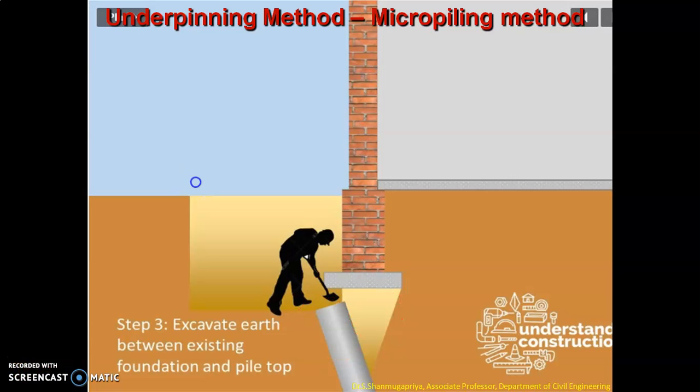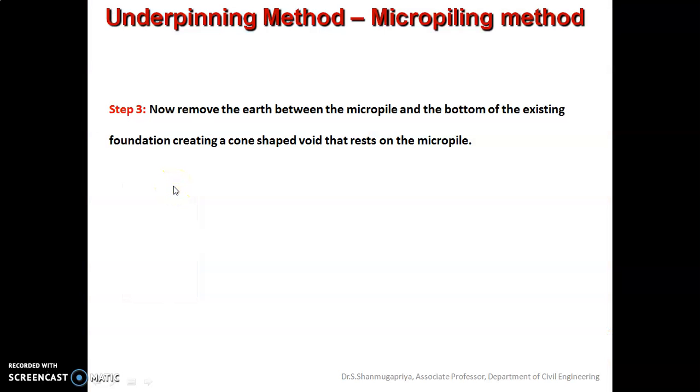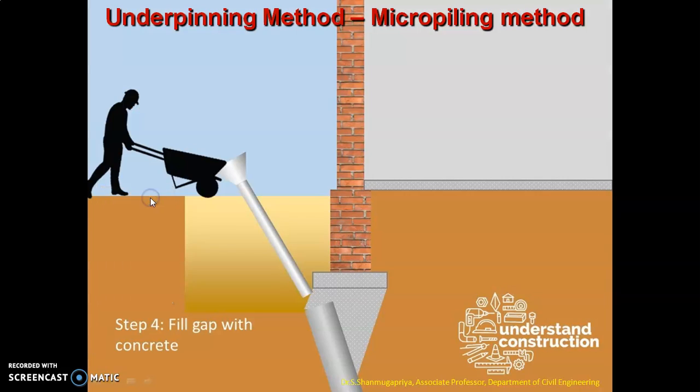Now let me move on to the fourth step. Here in this fourth step, what we have to do is fill the gap in this cone shaped void. That is, this gap should be filled with concrete. Once it sets, this existing foundation can transfer the forces to these micropiles.